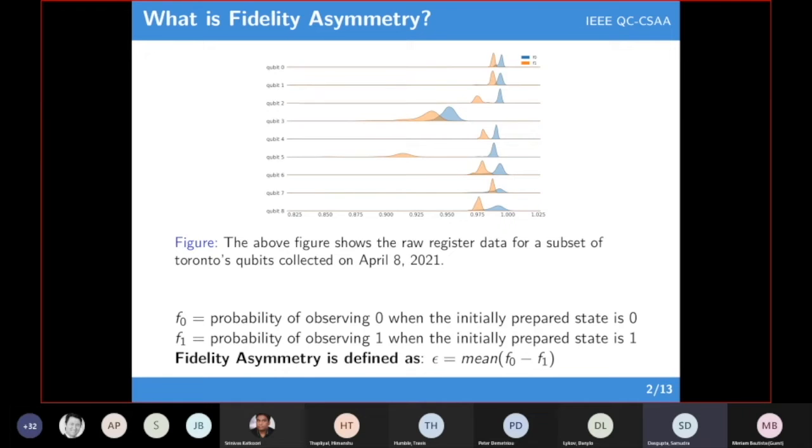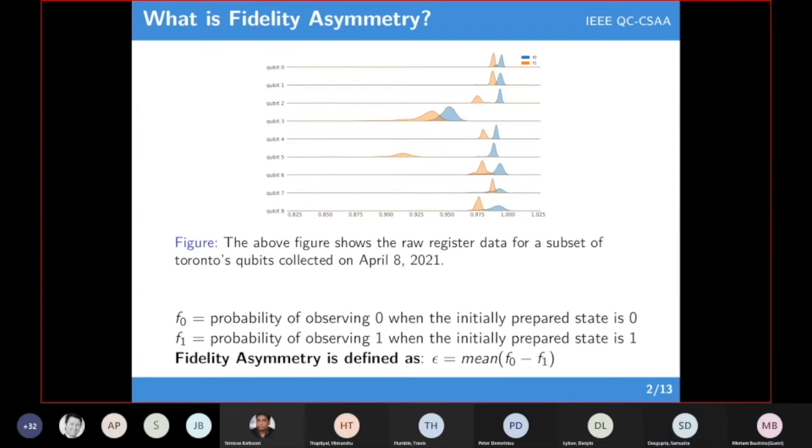Fidelity asymmetry arises because the qubits behave differently in the ground state and excited state. So the readout error when the qubit is in the excited state, 1, is different from the readout error when it is in the ground state. On this slide, what you see is a subset of qubits of IBM's transmon device called Toronto. 9 qubits are shown, just arbitrarily. And the blue graphs represent the fidelity when the initially prepared state is the ground state, 0. And the orange graph represents the fidelity when the initially prepared state is 1, or the excited state, right?